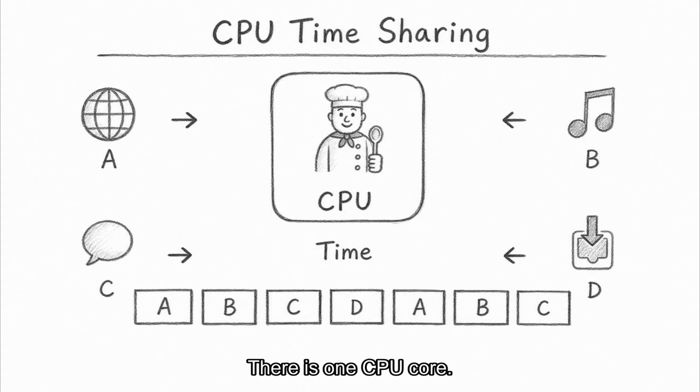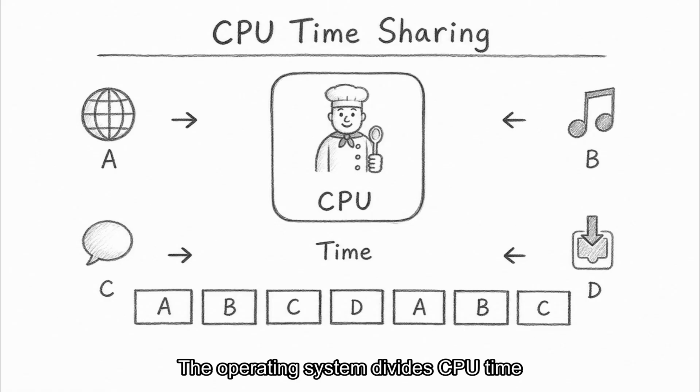And now I want to talk about something important. Say there's one CPU core. Only one execution flow can actually run at a single moment. So then how is it possible that the browser is open, the music is playing, messenger notifications are coming in, and the file is downloading at the same time? This is where the idea of CPU time becomes really important.